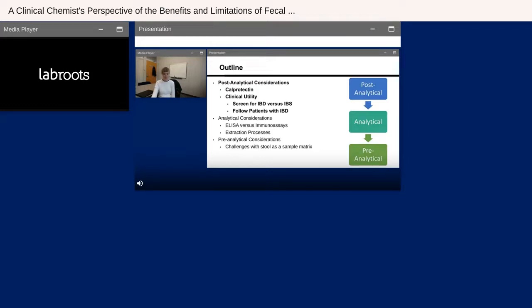And so the general outline of my talk, I'm going to go in reverse. We're going to first talk about the post-analytical process. So what are the calprotectin results and how should we use them for the clinical gastroenterologist? And then I'm going to go over the analytical considerations. So what are some of the options for the different platforms available, ELISAs versus immunoassays, and then discuss the two different extraction processes. And then last of all, I'm going to talk about a major consideration, which is the pre-analytical challenges. And that's mostly thinking about using stool as a sample matrix for this assay.